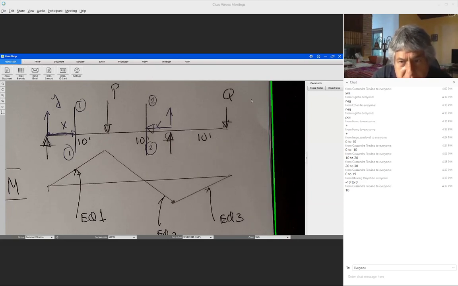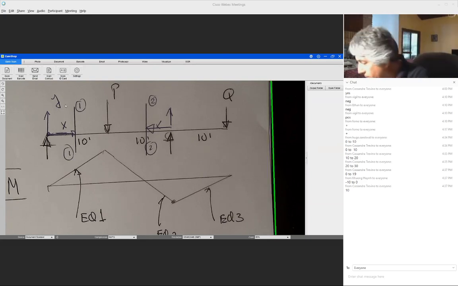I want you to be very careful and look. My free body is all of this, because if I put only this portion, I forget that there is a moment produced by this force. So whenever I take section 2, going from 0 to 10, all of this is my free body. When I do section 1, only this is my free body.